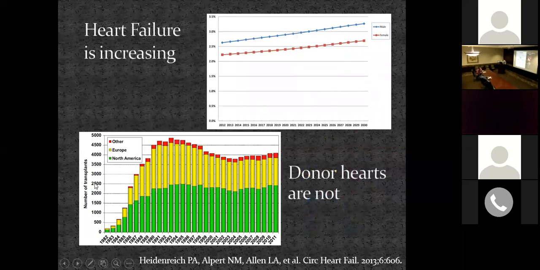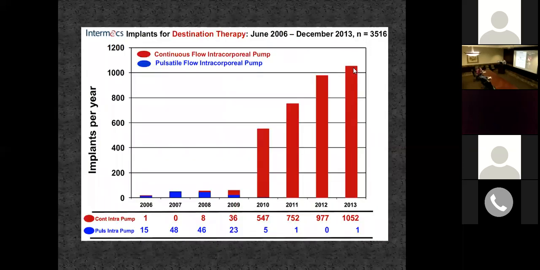And we do about 2,500 heart transplants a year in the United States. But the LVAD is increasing. And last year, this only goes up to 2013, we're now doing more LVADs than we're doing heart transplants. So people say this is a niche therapy. This is not a niche therapy. It's becoming fairly mainstream for advanced heart failure.